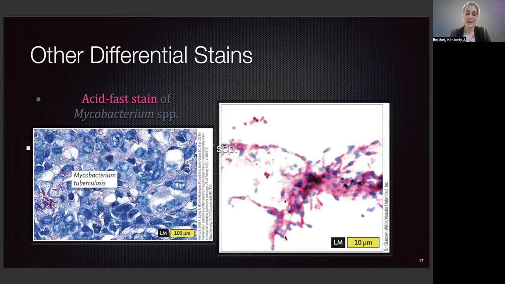Looking at other types of stains, we have differential stains like the acid-fast stain. The acid-fast stain can be used on Mycobacterium tuberculosis.